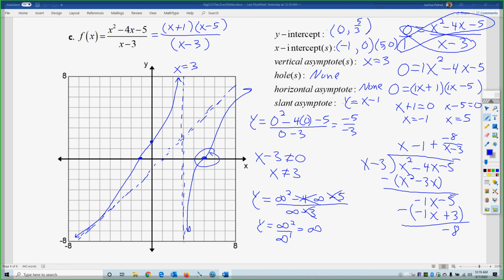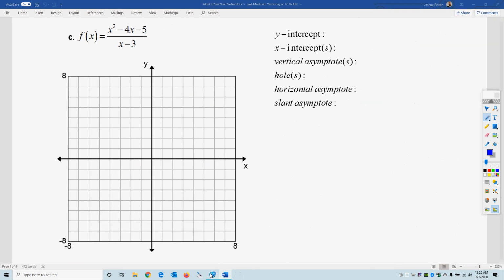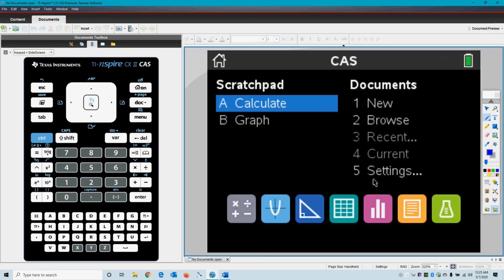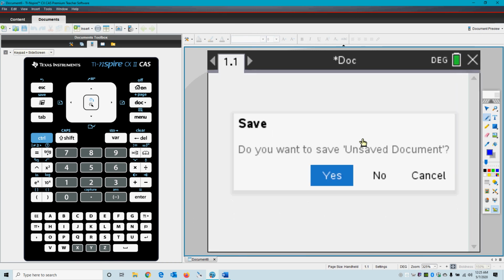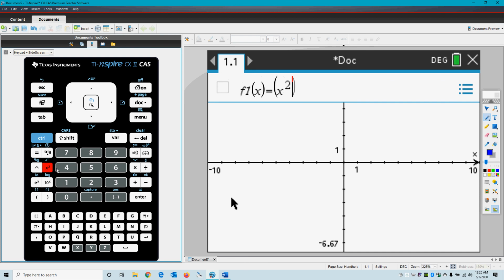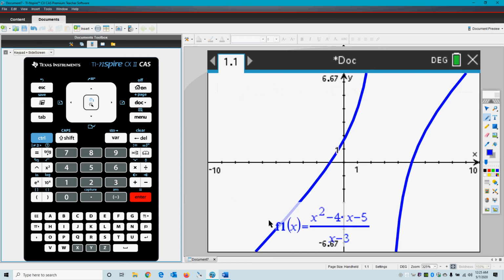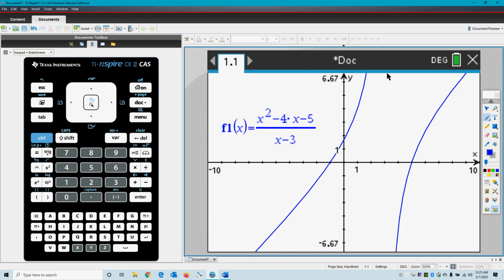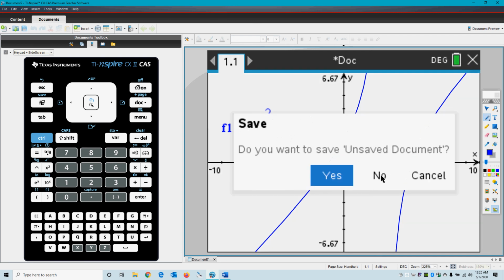We can verify with the calculator. So let's see, the numerator was x squared minus 4x minus 5 divided by the x minus 3. Right, there we go. That's what we had, right? Vertical asymptote at x is 3 right here, and we have a slant that goes right through the negative 1 at a 1 over 1 slope there. All right, that is the end of this section.